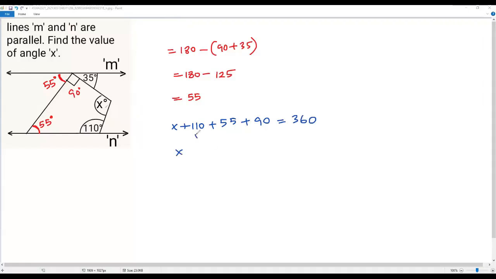So now let's add these angle measures. When I add 110, 55, 90, I'm getting 255. So x plus 255 equals 360. Our aim is to solve for x. So I have to subtract 255 from both sides. When I subtract 255 from both sides, positive 255 and negative 255 will cancel out. I get x equals, when I subtract 255 from 360, I'm getting 105. So the angle measure x equals 105 degrees.